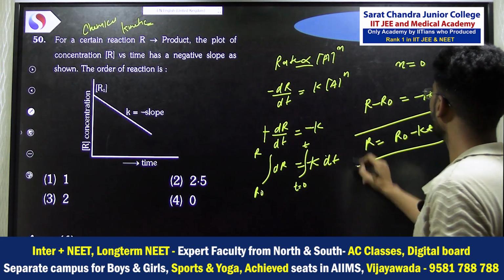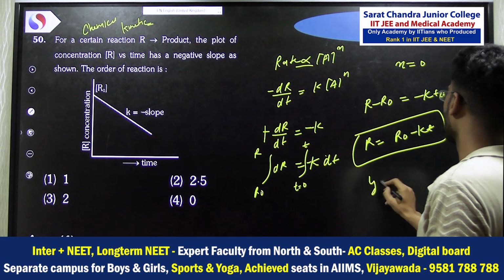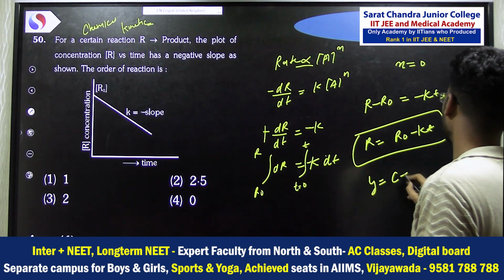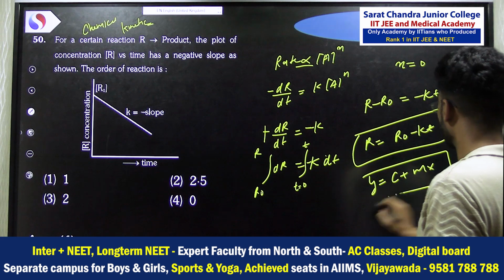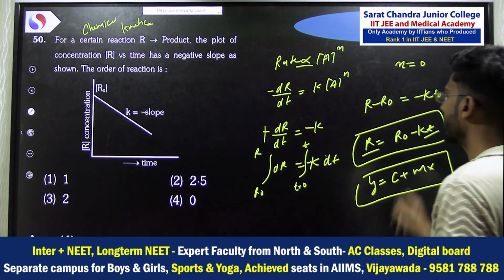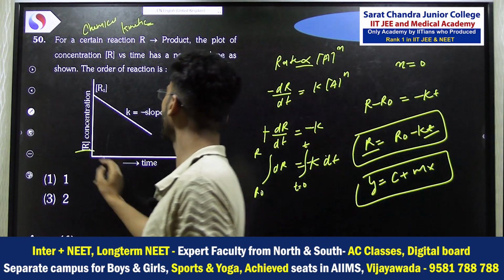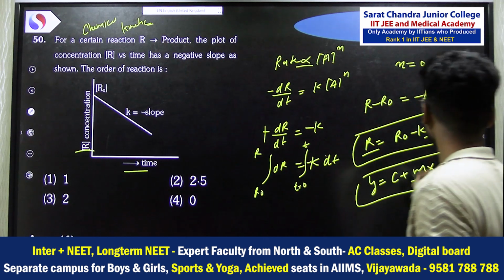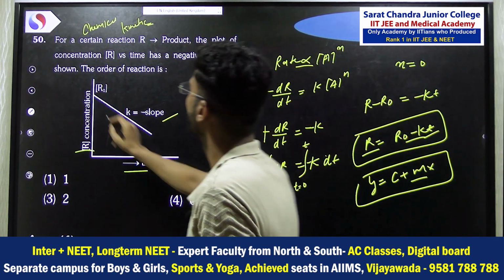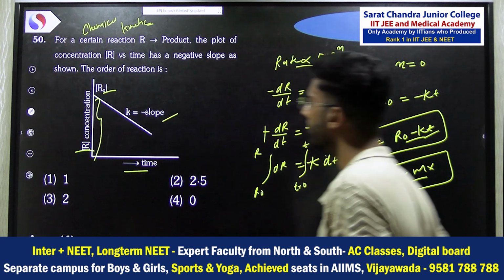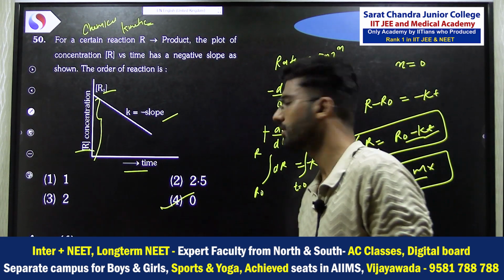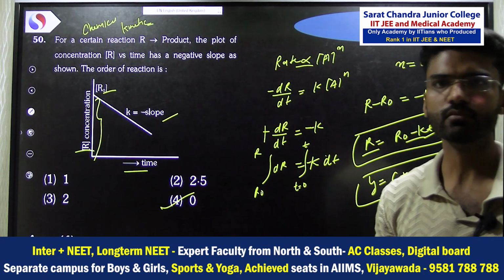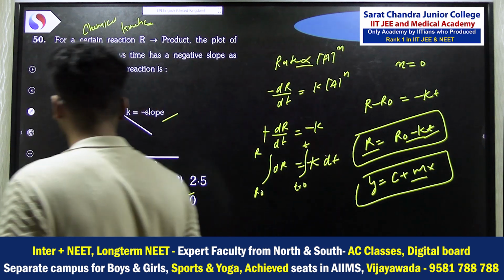You can see this is a line equation, y equals c plus mx. So if you plot R versus t, this is a plot of R versus t. What is the slope here? Minus k. What is the intercept here? R0. So this is a zero order reaction. Next.